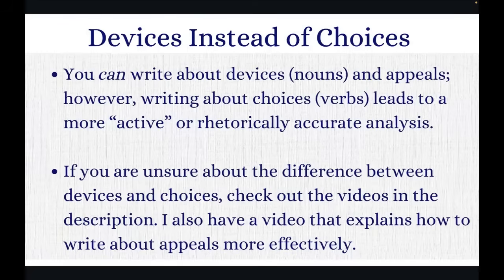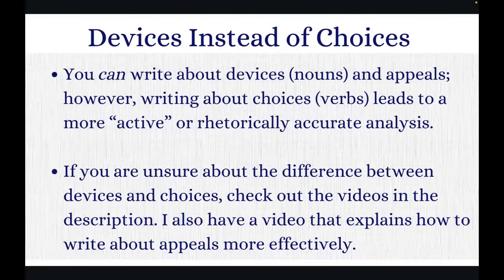Mistake number one for AP Lang rhetorical analysis essays is analyzing devices instead of choices. Now, let me be clear, you can write about devices, which are nouns. You can also write about appeals. However, if you write about choices, which are verbs, that leads to a more active or rhetorically accurate analysis. So it's not that you can't write about devices or appeals, it's just that writing about choices tends to lead to stronger writing.